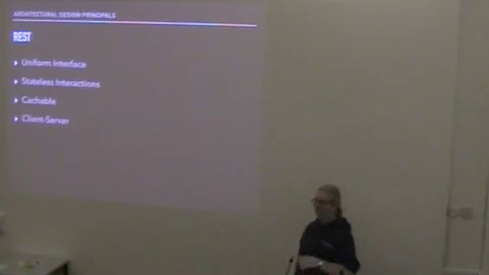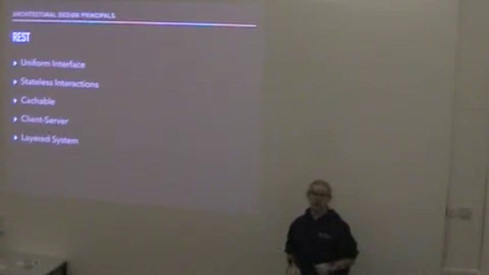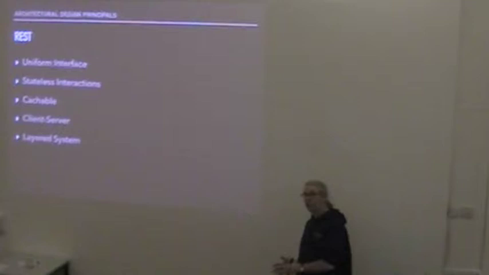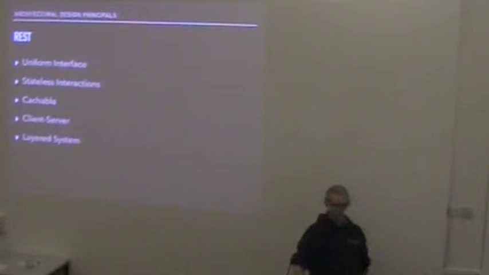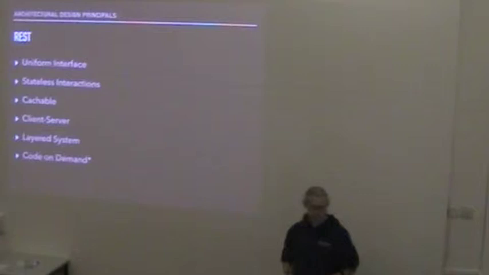And we have a layered system, meaning that anywhere in between we can have a specific server. The client does not know if it's talking to a cache or a proxy server. The server doesn't know if it's talking to the client directly or if there is a cache in between. And then we have something called code on demand, which is a funny thing to do. I've never seen it in real life situations. Probably JSON is something that might do something like that. Anyways. REST in general.